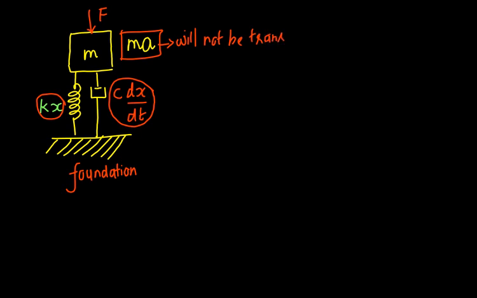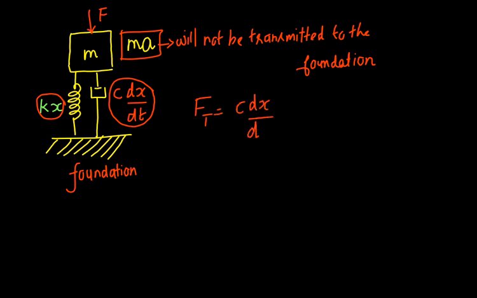So that is quite interesting. You are sort of preventing the foundation from getting damaged. So the 2 forces that are transmitted to the foundation are, first, the damping force, which is given by the expression c into dx over dt, which is velocity, and the next force is the spring force. It is k into x.